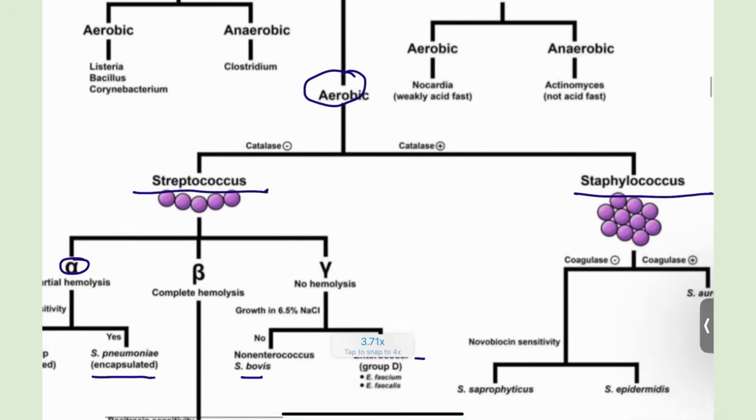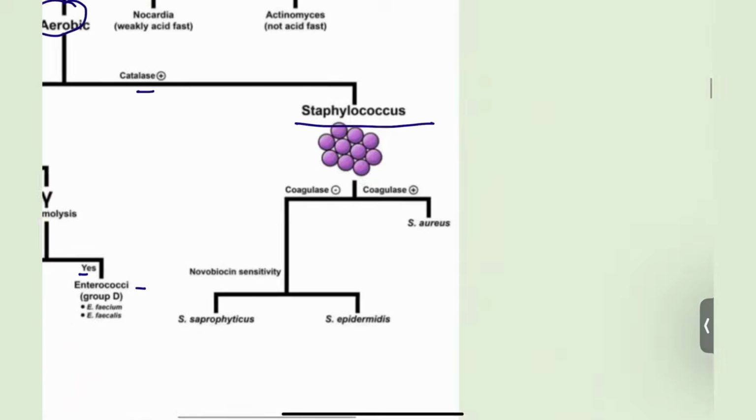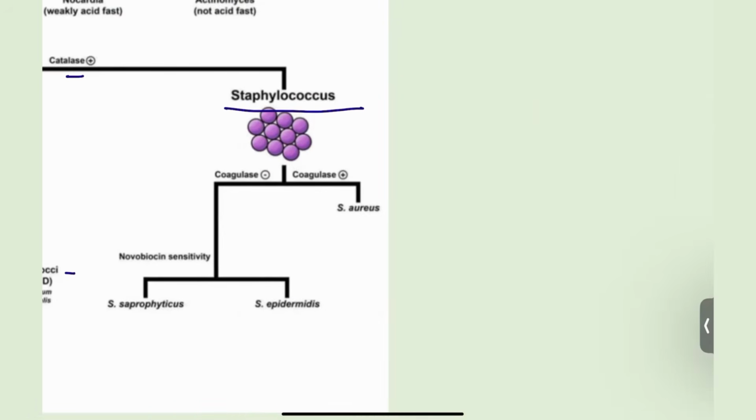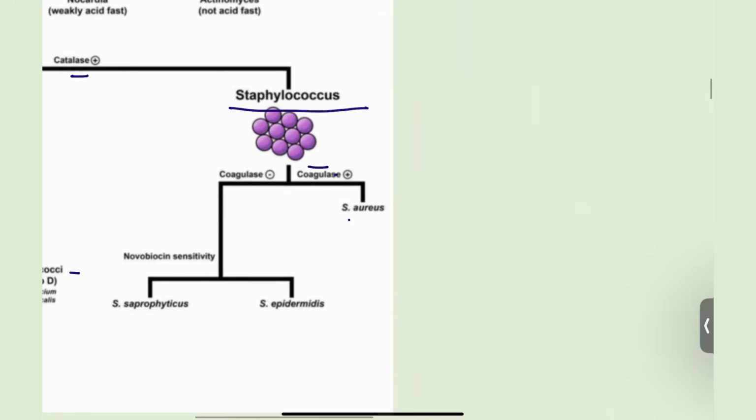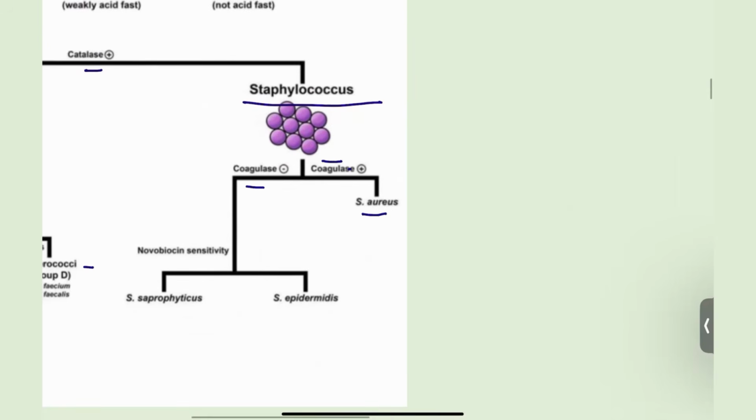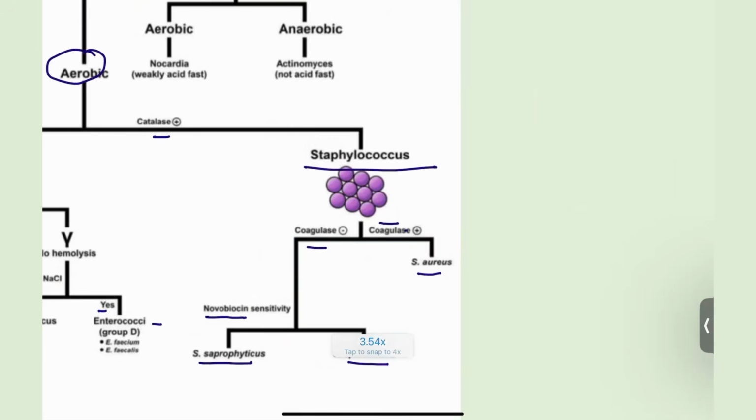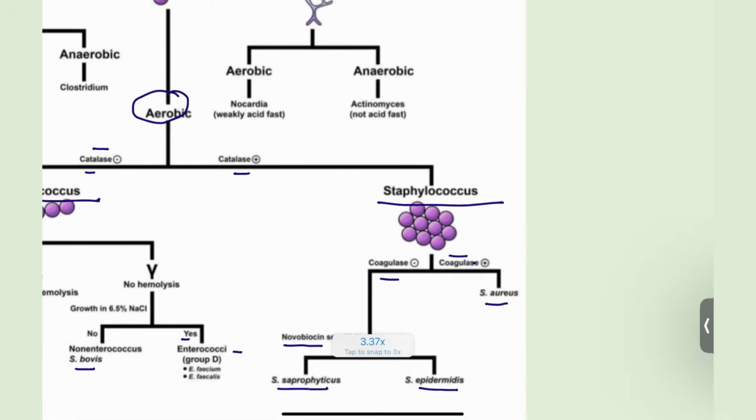How are these Streptococcus and Staphylococcus divided? With the help of catalase. If it is catalase positive, it is for the Staphylococcus, and if it is catalase negative, then it is for the Streptococci. Next, Staphylococcus is subdivided with the help of coagulase. Coagulase is positive for the Staphylococcus aureus. Coagulase is negative for both of these. How are we going to check again? Novobiocin. Novobiocin is going to be sensitive for the Staphylococcus epidermidis and resistant for Staphylococcus saprophyticus. Okay, this is the main classification that you have to remember for both types of the gram positive bacteria.